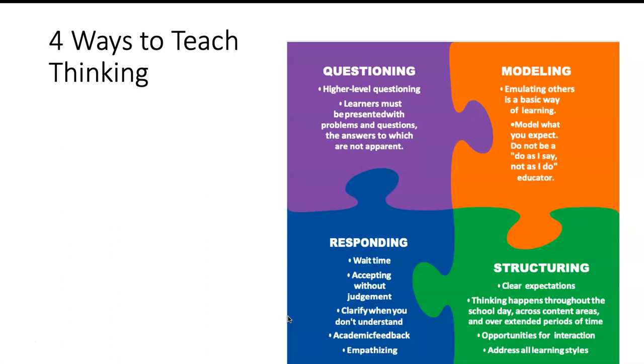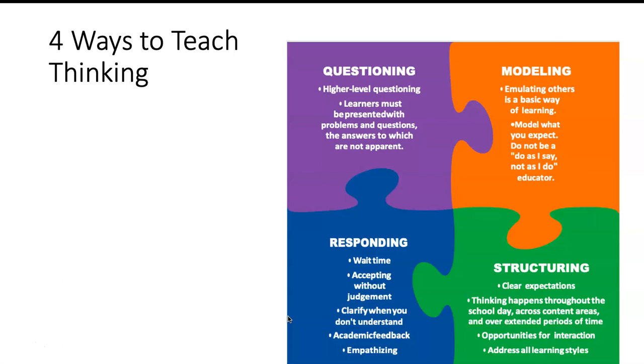So the first portion of the rubric we're going to discuss is thinking. And you're probably wondering, well, how do you assess how I'm teaching thinking, right? Like, how do you do that? Well, there's 4 ways to teach thinking. You can teach your students how to think in a couple different ways. One is questioning, getting your students to start doing some higher level questioning. Your learners must be presented with problems and questions to which the answers are not apparent.